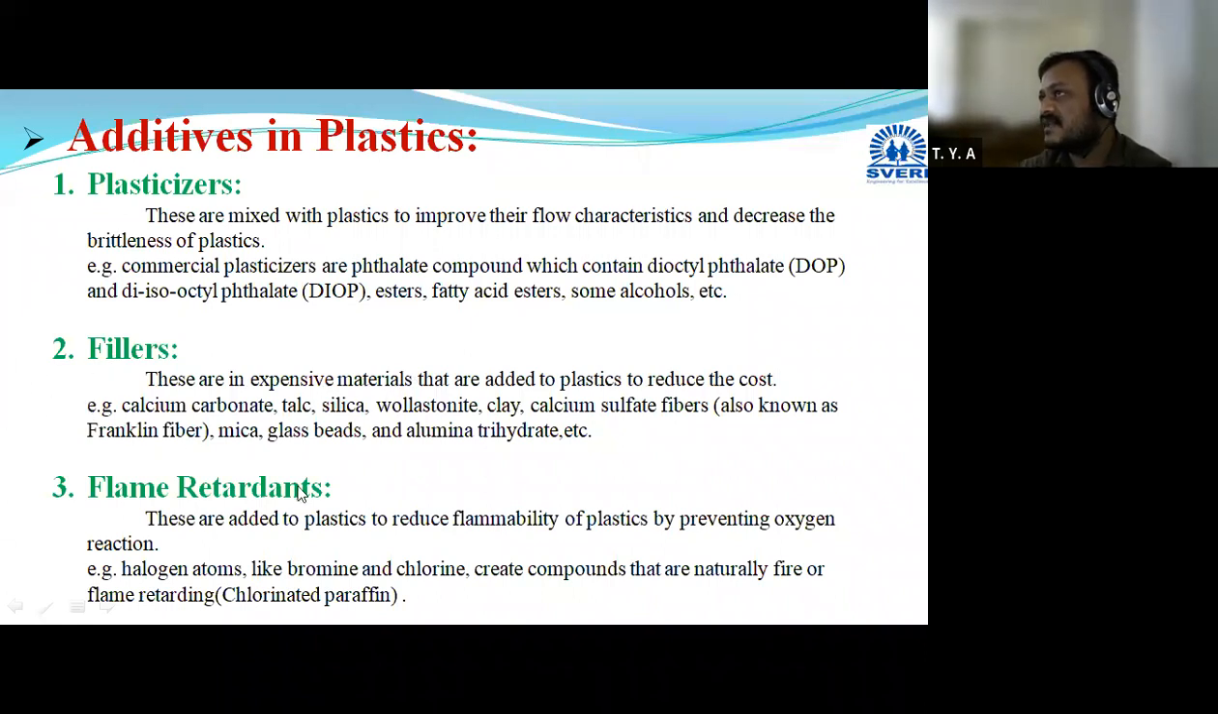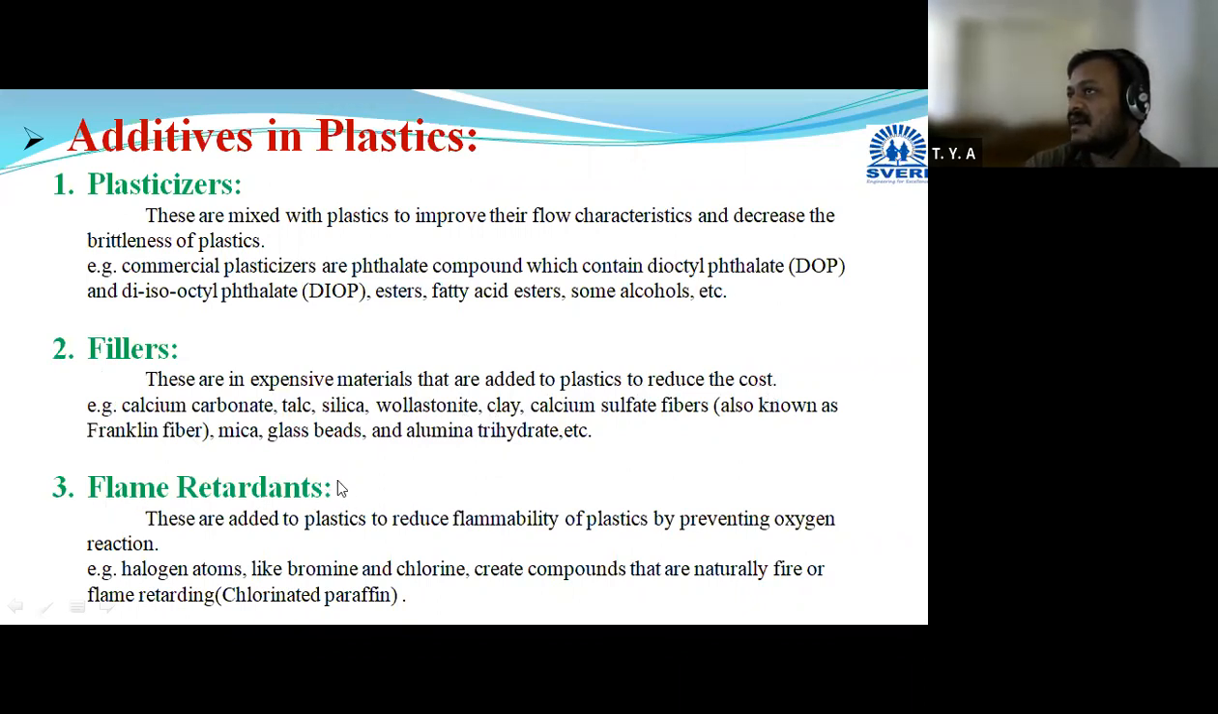Different kinds of fillers used are calcium carbonate, talc, silica, wollastonite, clay, calcium sulfate fibers, also known as Franklin fibers, then mica, glass beads, and aluminium trihydride. If you remember any one or two examples, it is sufficient. Just try to remember its effect: filler is added to reduce the cost.